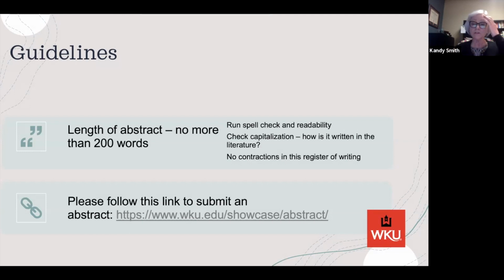And then I would encourage you also not to put any contractions in this register of writing that you're doing. The abstract is to be of a very high register, and contractions hurt the readability level. And they're just a little bit familiar for what we're doing here.